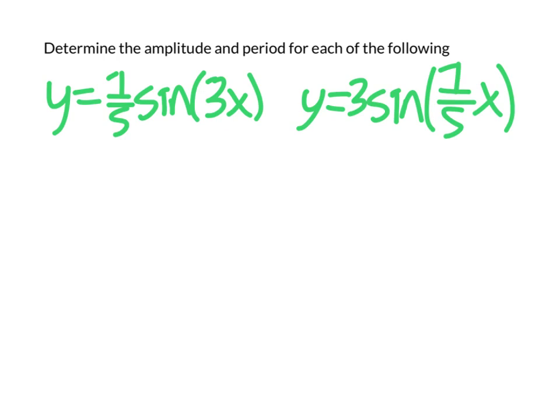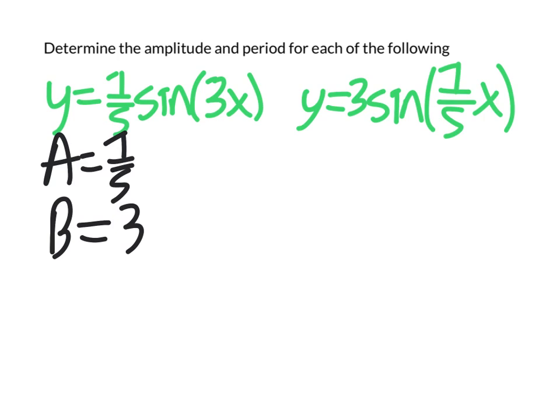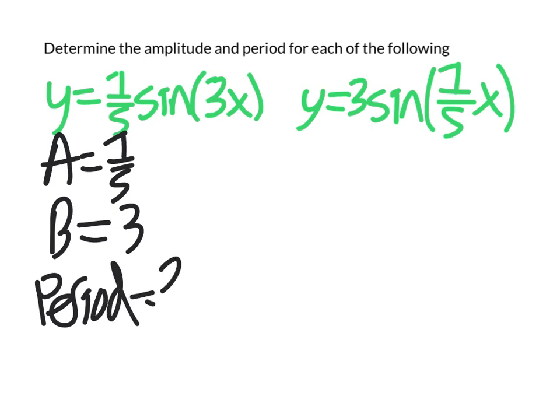Now let's bring together what we just learned about amplitude, frequency, and period to determine the amplitude and period for each of the following equations. First, with y equals 1/5 sine of 3x, we know that a, or the amplitude, is equal to 1/5, and b is equal to 3. Therefore, the amplitude is 1/5 and the frequency is 3. The period is 2 pi over b, so the period is 2 pi over 3.